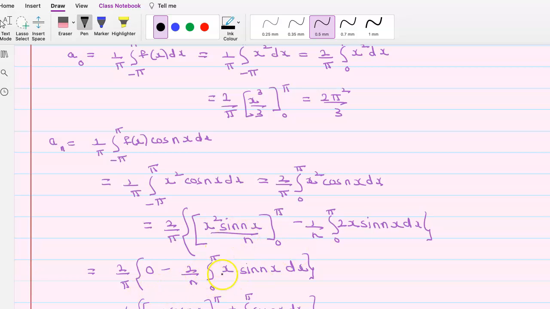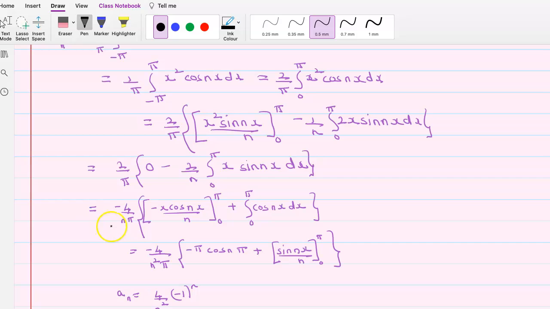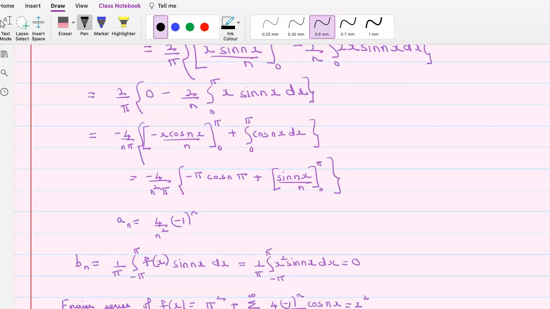That is again 0 minus 2 by n integral 0 to pi x sin nx dx. So that will give you, again integrating by parts, minus 4 by n pi x. Integral of sin is minus cos nx by n within the limit 0 to pi, minus minus plus integral 0 to pi. I have taken the 2 by n outside, and this is cos nx dx. So you get 4 by n squared into minus 1 raised to n.